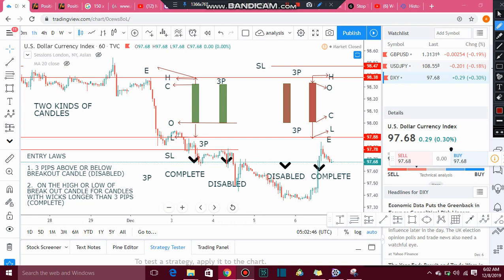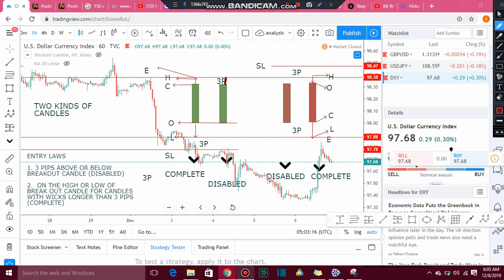This is an example of a disabled candle. Your entry must be 3 pips above. A disabled candle, first of all, is a candle that does not have any wick, or has a small wick. So you have to be entering 3 pips above this breakout candle. The second rule is that for an abled candle, or a complete candle, you should be entering on the high or the low of the breakout candle.